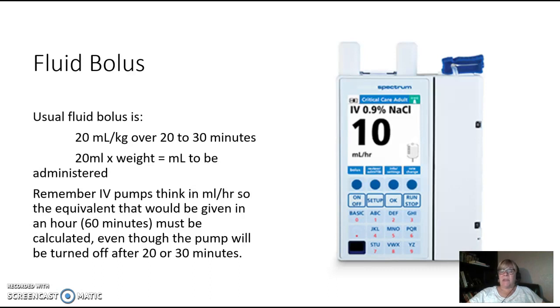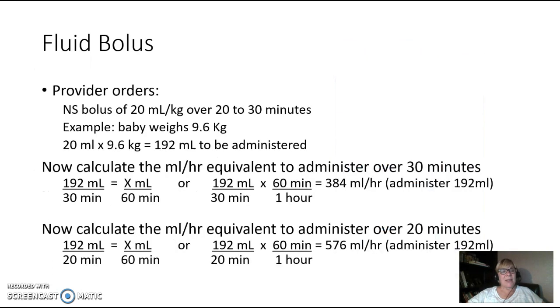This is the pump we use at Valley Children's. It's the Sigma pump. Notice it works in mLs per hour. Pumps can only think in mLs per hour. And even though we want to give this bolus over 20 to 30 minutes, we've got to figure out what would that be equal to per hour. So let's do that math.